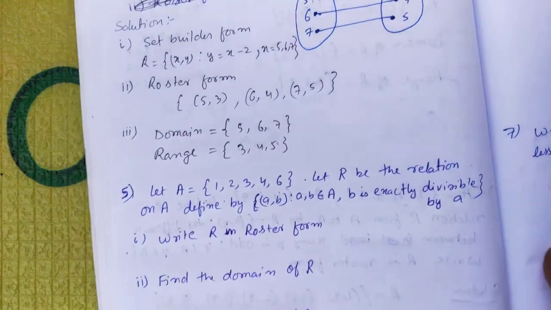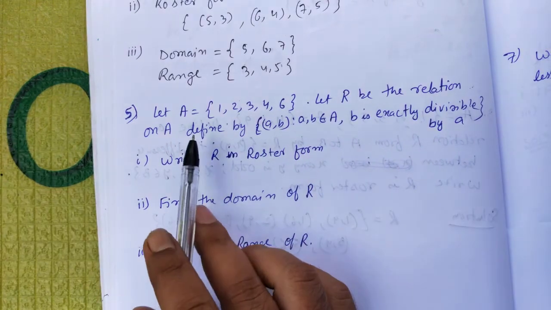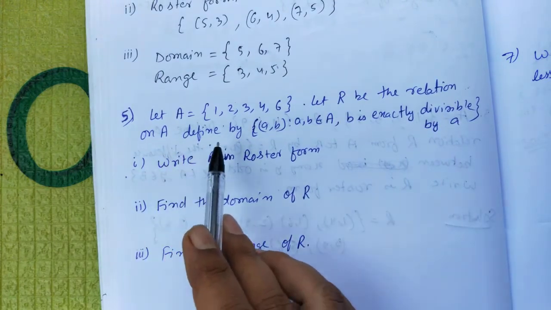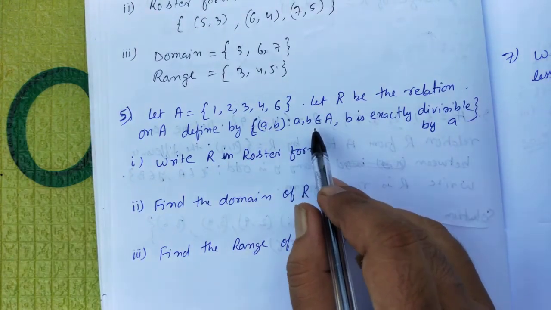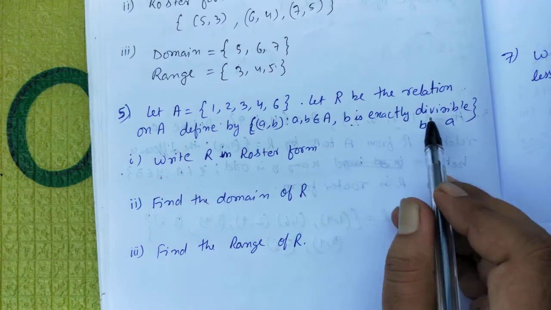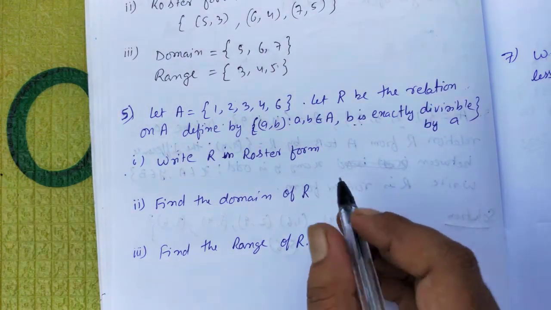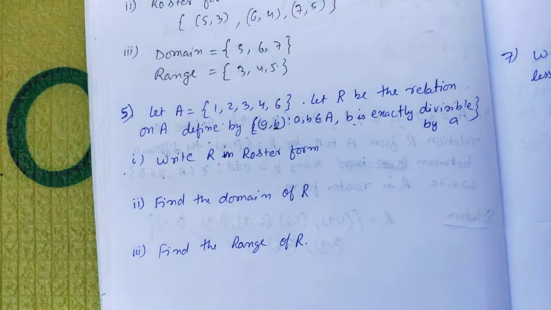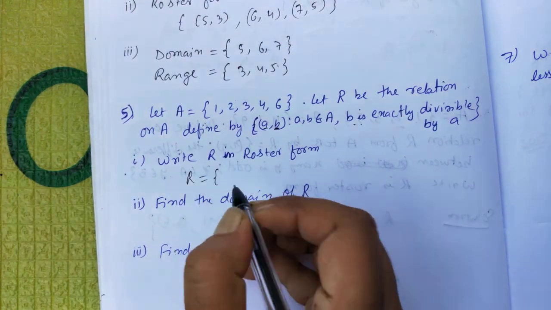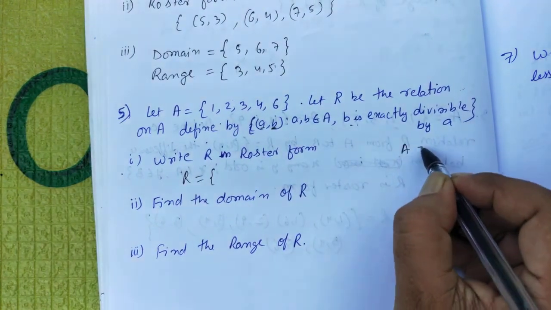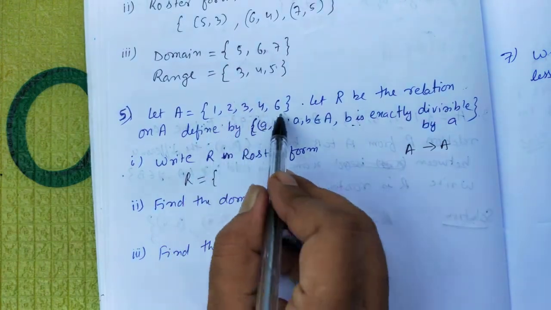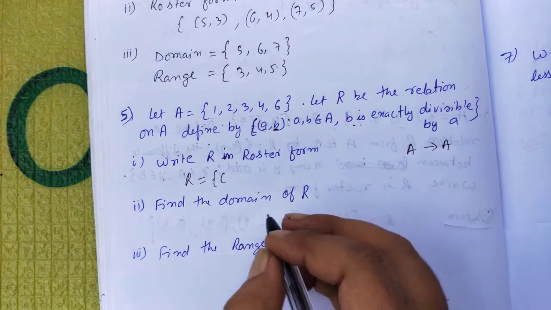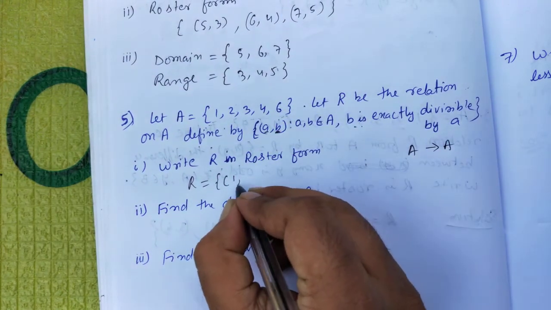Okay. Let's go to question number 5. A is given. Let R be the relation from A to A defined by (a, b), where a, b belong to A and b is exactly divisible by a. That means this second number is divisible by a. You have to write R. The relation is from A to A, that means I can use these elements only. You have to take a first number and divide the second number. So 1 can divide everything. So I can write (1, 1).